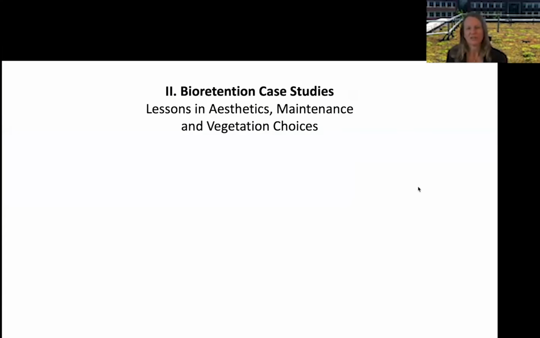So now I'm going to shift gears into a couple of stories from bioretention case studies, inclusive of aesthetics, maintenance, and vegetation lessons.